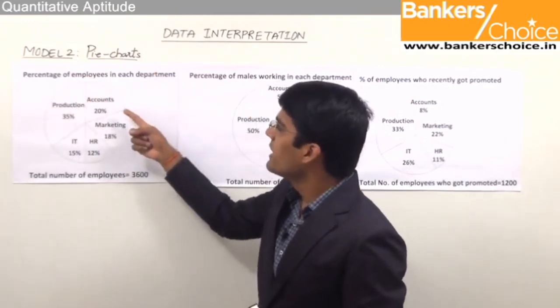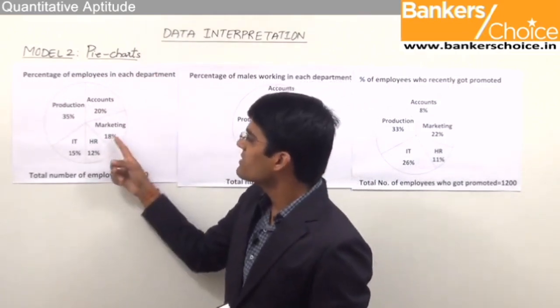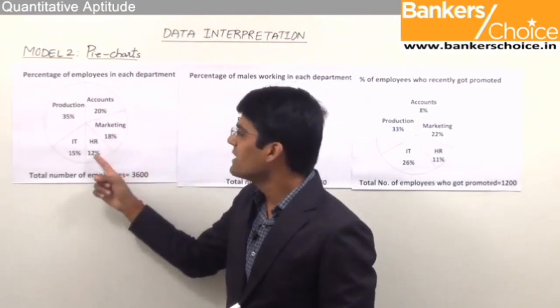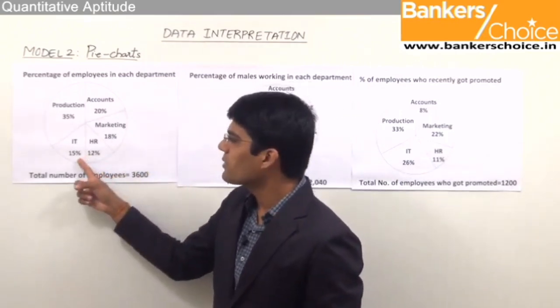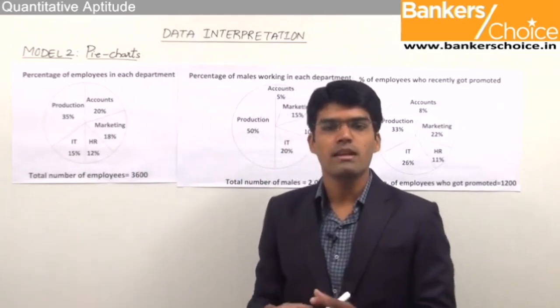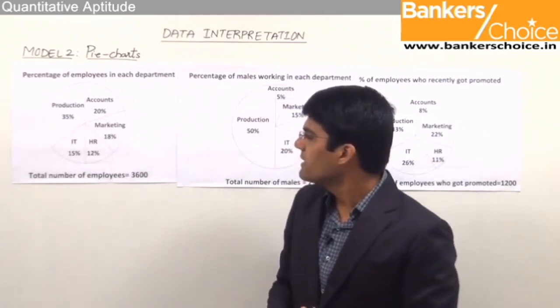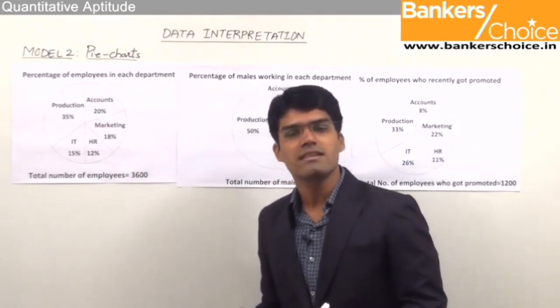So as you can see, in the accounts department, 20% of the employees work. Then 18% of the employees work in marketing department. 12% of the employees work in HR department. 15% of the employees work in IT department, and 35% of the employees work in production department. And then below this chart, it is given that total number of employees is equal to 3,600.